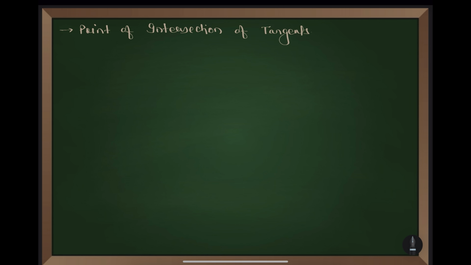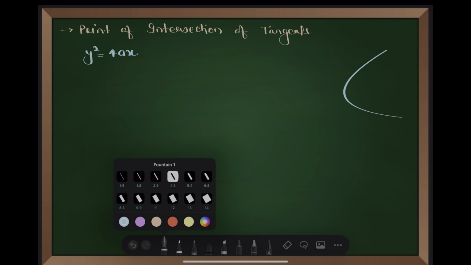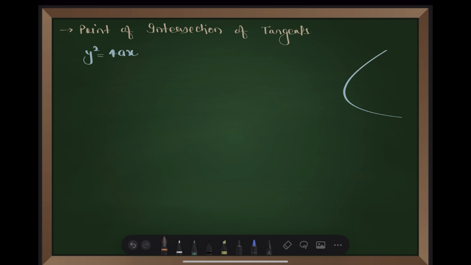Okay, now look at this. Suppose that the curve is y square equals 4ax. I am taking the standard parabola. Okay, so look at this. Suppose this is the parabola. Now suppose that we got tangent 1, and we got tangent 2, and these two tangents intersect at this point. So we are interested in finding this point.